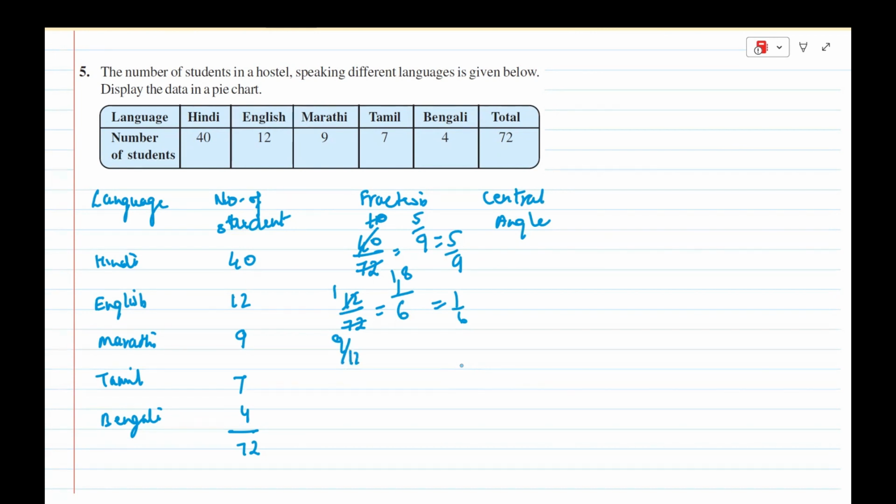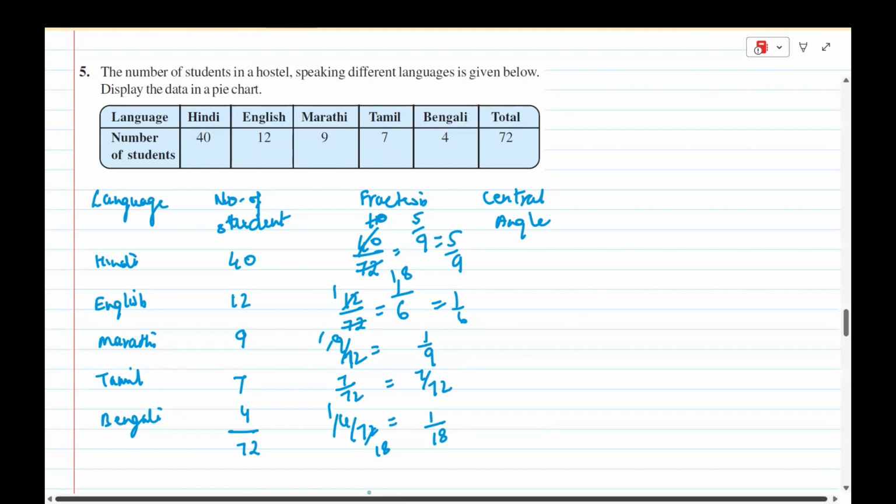Next, 9 by 72. 9 ones are 9, how much is it? 9 8s are 72. That is 1 by 8. Then 7 upon 72. We cannot cut it. So let it write as it is. Then 4 by 72. So here 4 ones are 4, and 4 18s are 72, 1 by 18. So these are the fractions.